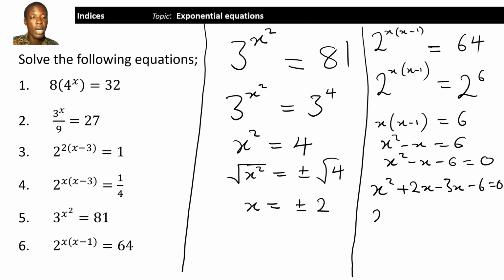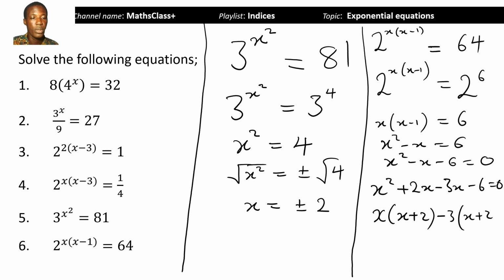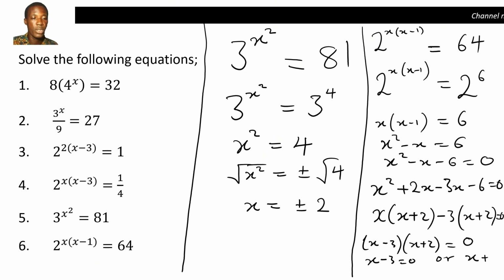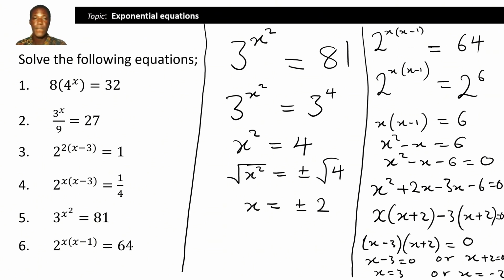So from this one, I have x out, x plus 2. Then minus 3 out, I'll have x plus 2 equals 0. Okay, so this time I have x minus 3 multiplying x plus 2, which is equal to 0. So my x minus 3 is equal to 0, or x plus 2 is equal to 0. So my x will either be 3 or negative 2. Are we good?